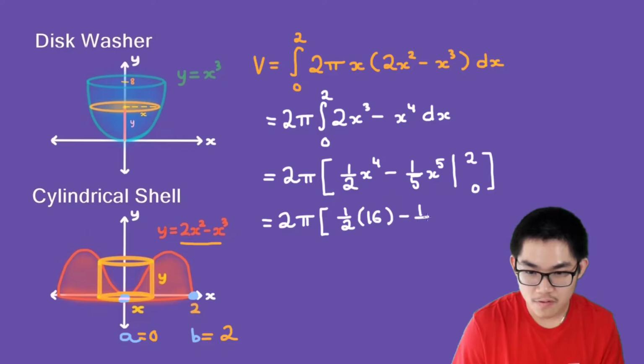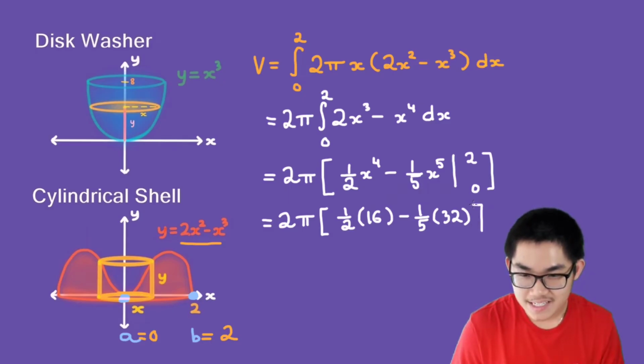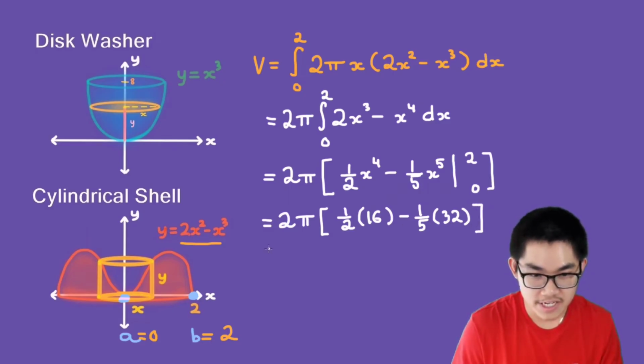Minus 1 over 5. And when you put the 2 in, you're going to get 2 to the power of 5, which is just 32. And when you substitute the 0, everything else is going to be 0. So this is our substitution, and we finished it.